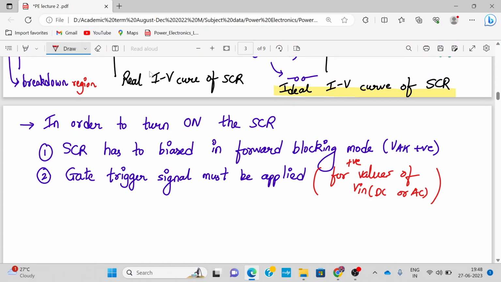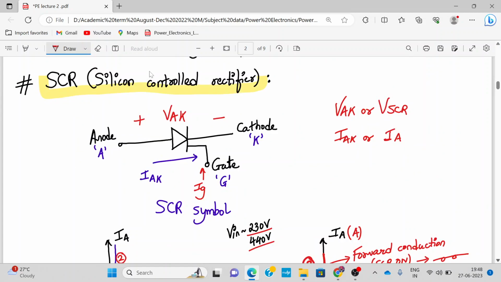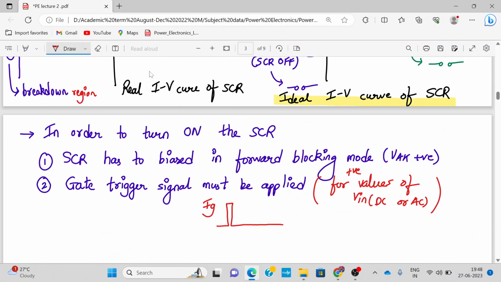So for a positive value of Vin, the gate trigger pulse will be applied, and this gate trigger pulse is of this nature. You have one pulse and that's it. That will turn on the SCR. Alright. So this is my IG, which we have shown in the symbol, going into the gate terminal. This is the gate trigger pulse. So the two conditions for turning on the SCR are: the SCR should be biased in the forward blocking mode, and the gate trigger pulse must be applied, for the positive values of Vin.